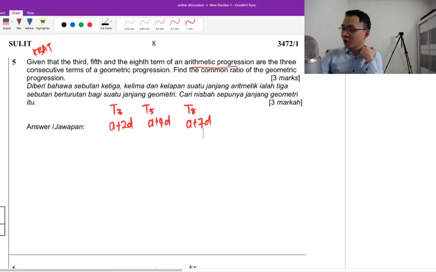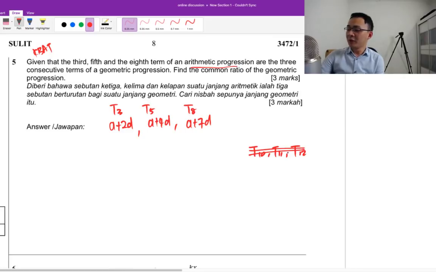Okay, the question says these 3 terms actually are 3 consecutive terms of GP. Because there are 3 consecutive terms, 3 consecutive terms means what? It means the terms are continuous. We call continuous, like something like term 10, term 11, term 12. This is just an example. This one we call consecutive terms, meaning continuous ones.